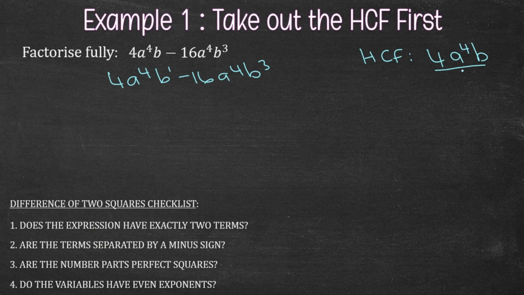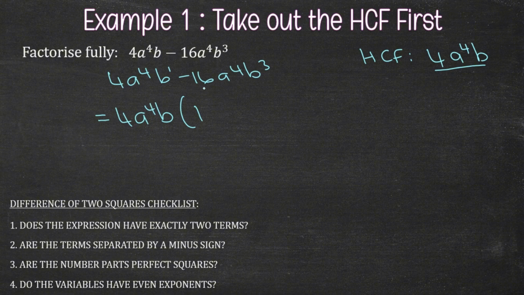Let's take out the HCF that we just worked out from this expression. So I write my HCF down and I open my set of brackets. Let's divide each term by the HCF to find what goes inside the bracket. So first up, we've got this 4a to the power of 4b divided by 4a to the power of 4b. Both of them are exactly the same, so it means they actually cancel out. So I will write 1.